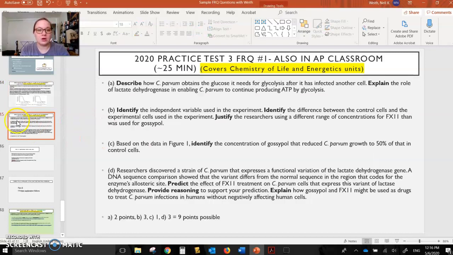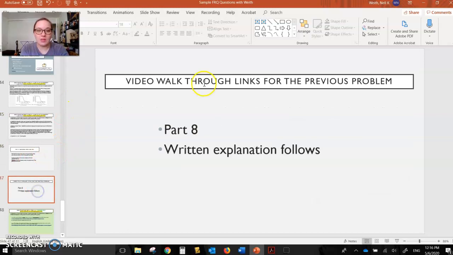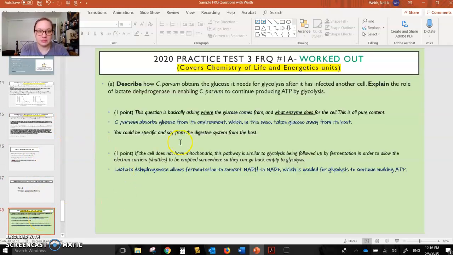So here are the prompts, A, B, C, D. This is a question number 1 style FRQ, so you'll be timed about 25 minutes for this one. If you want to, before you move on in the video or before going through the PowerPoint, try it out. This is where the link will be. And here we go. Let's see how fast I can do it.